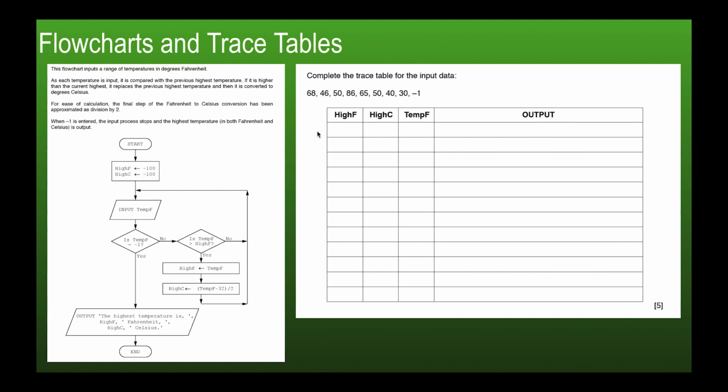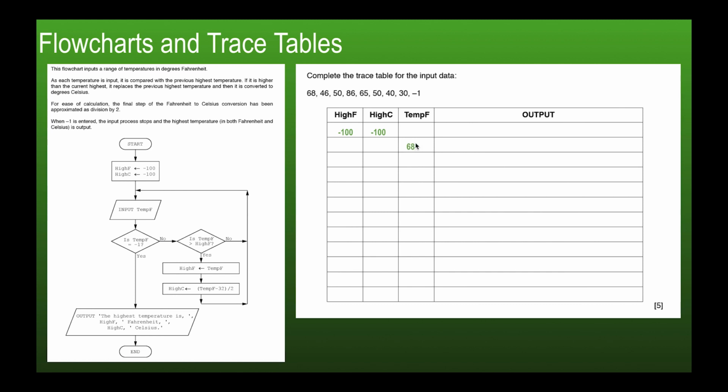So to approach a trace table, what we should do is first of all initialize the top row. Whatever are the initializing variables, throw them in at the top here. High F and high C are both initialized at -100. They are deliberately low numbers so that they will definitely be replaced by the highest number. And then we just start going through this table. The values that will be input are our test data here. It's a test data set with a number of items, and you're going to choose them one by one.